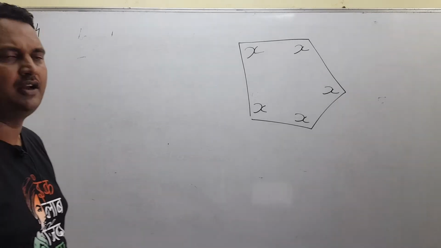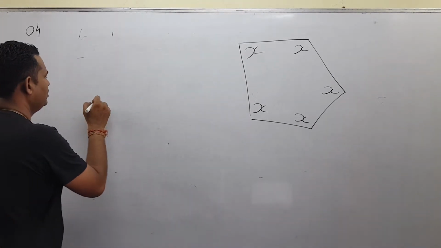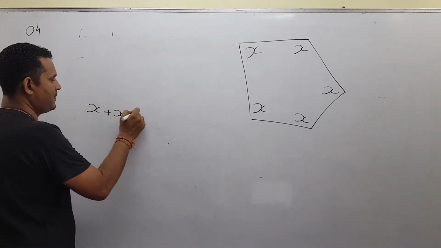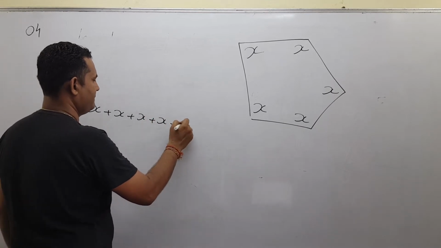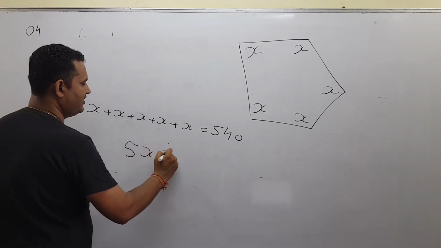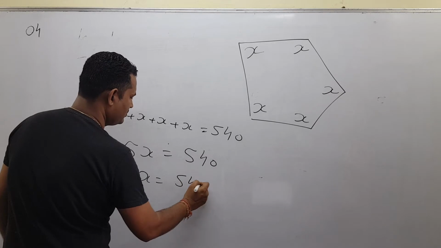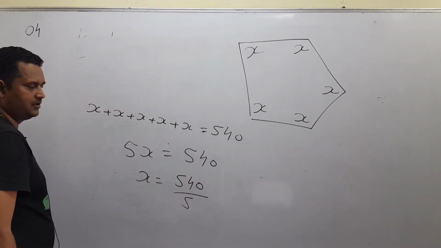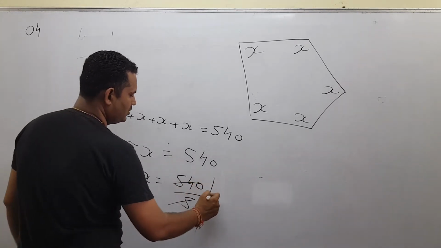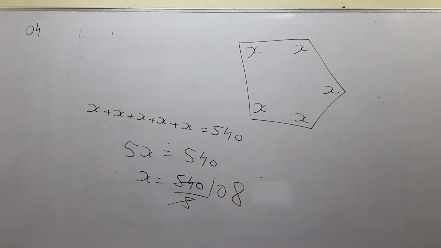You know that in pentagon, sum of all the 5 interior angle is equal to 540. So what you will do? Add all the angle x plus x equal to 540. 5x equal to 540. Got it? When you cancel it, you will get 108. So answer of all the angle is 108 degree. So this is question number 2.